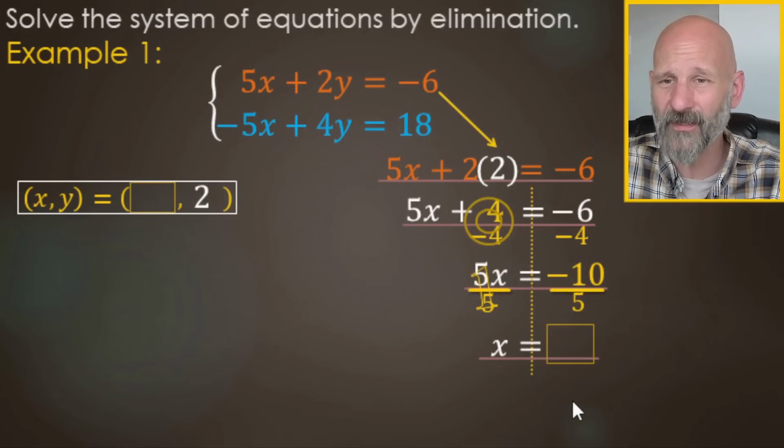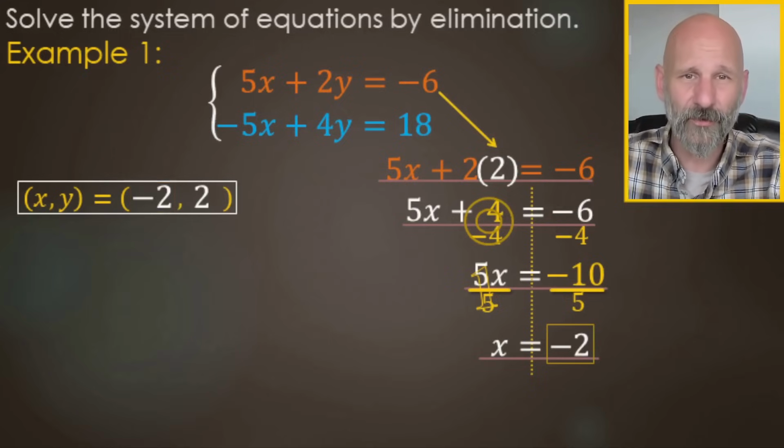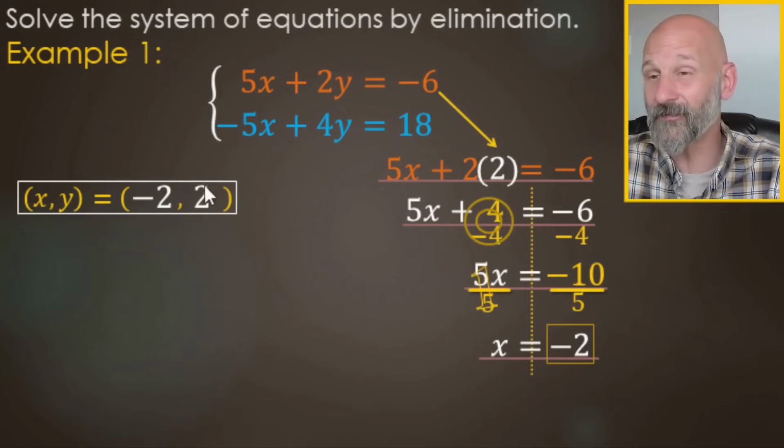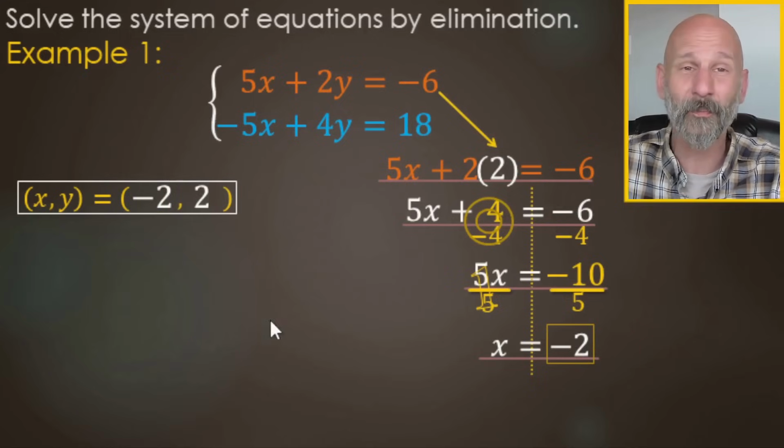Negative divided by a positive is going to be a negative. 10 divided by 5 makes 2. So the x value is -2 and the y value is +2.